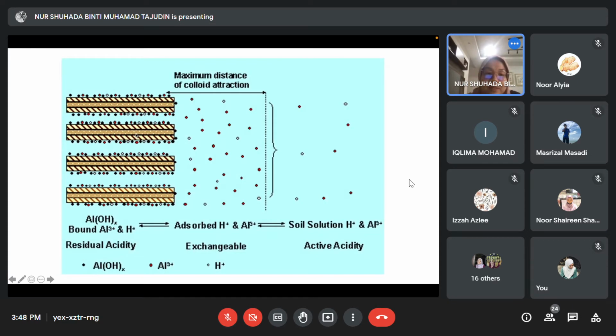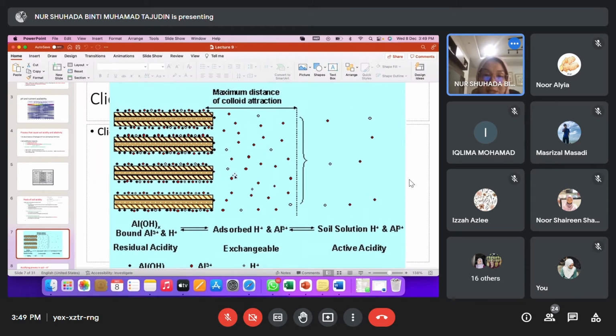From the term itself, you can see that a residual acidity is aluminium or H plus that is binded to the soil. Okay, so exchangeable is H plus that is seated at the exchangeable site. Dekat CEC tadi yang macam saya tunjuk tu kan, H plus tu duduk dekat CEC site. The H plus sit at the CEC site.